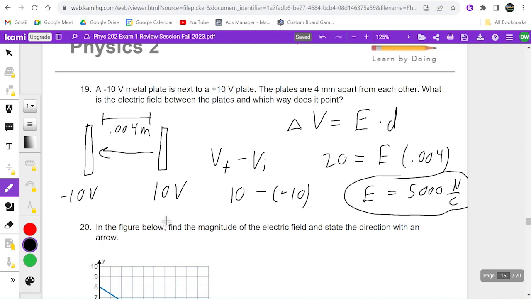And by the way, even if both these answers were positive, in other words, if this was, let's say, 100 volts and this was 110 volts, it still points to the left because 100 is less than 110. Hopefully that makes sense. Any questions? So I'm saying the electric field points to the left.